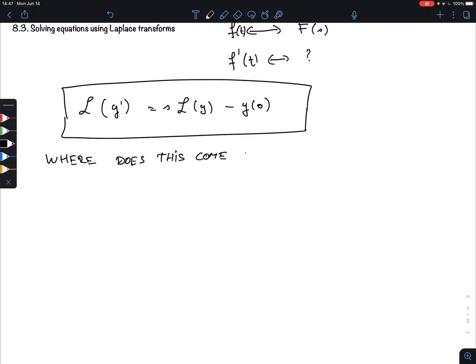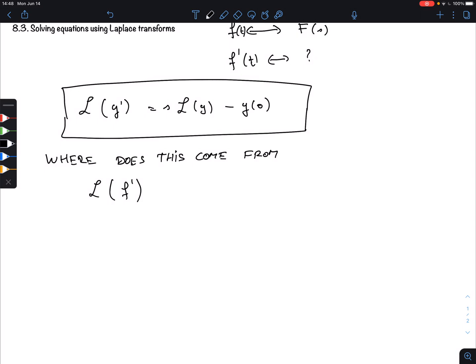Because I don't want you to just learn formulas out of the blue. There is a reason why this formula is true, and while my argument is not fully 100% solid, it is fine enough to convince you that this is true. So I'm going to calculate this again. I'm going to write f instead of y, because it's easier to name a function f than y.